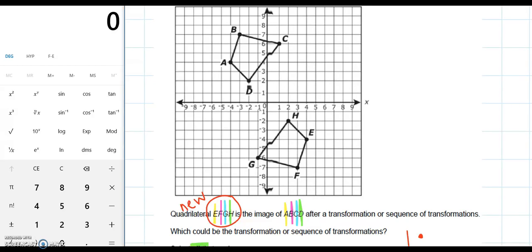All right, so again, I'm going to start with A. I'm going to go down 12. It's at 4 right now, so I'm going to go down 4. Now I'm at the x-axis. And then I'm going to go down another 8, so I'm at negative 8. All right, so this is down 12.